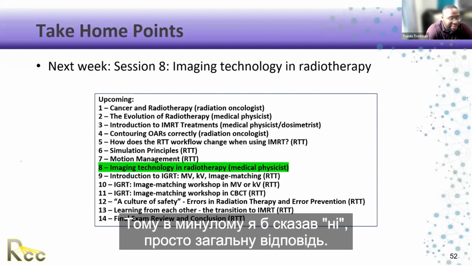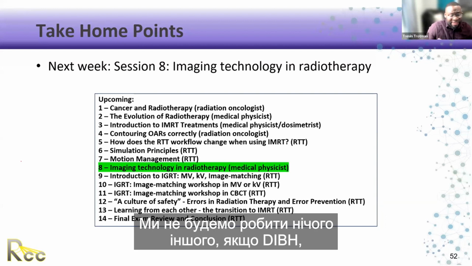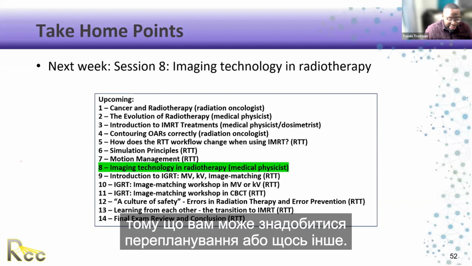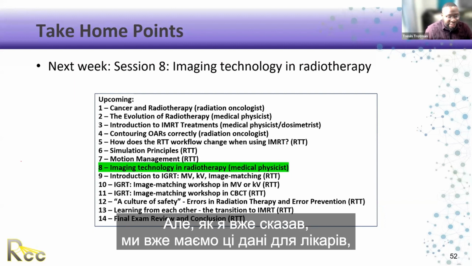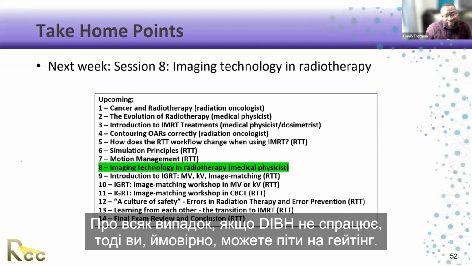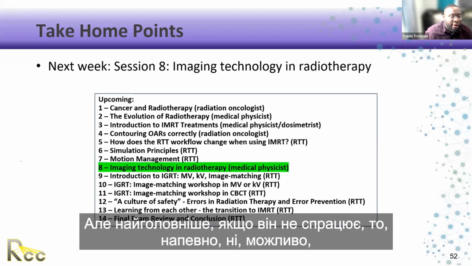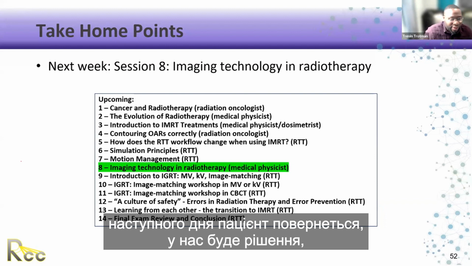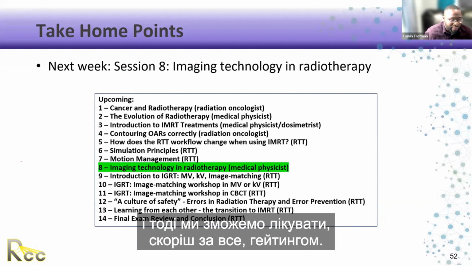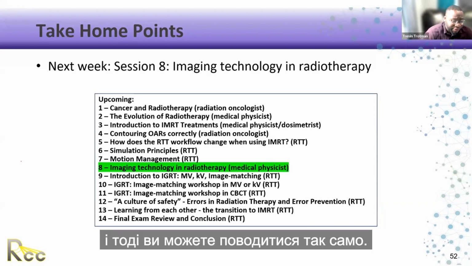So in the past, I would say no, just a general answer. We won't do anything else if the DIBH fails because you may need a replan. But like I said, we have that data available to the MDs already, because we do the 4D CT just in case DIBH doesn't work. Then you can probably go gating. It depends if that plan is ready. But for the most part, if it fails, then it's probably no. Probably the next day the patient will come back. We'll have a solution, and then we'll be able to treat, most likely, gating. That's just free breathing to go into the gate, and then we can treat like that.